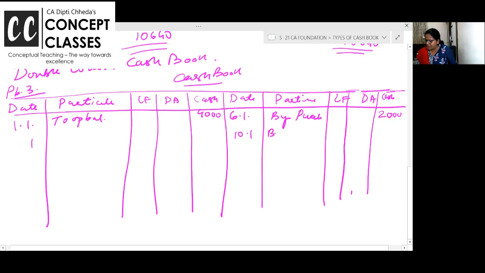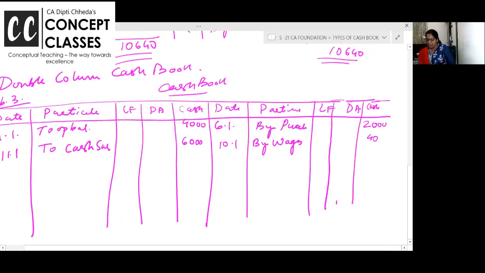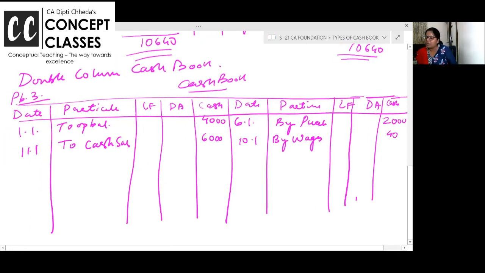10th of January, wages are paid, 40. 11th of January, there is cash sales. So cash account debit to sales, 6,000 rupees are coming in. Debit what comes in, credit what goes out.